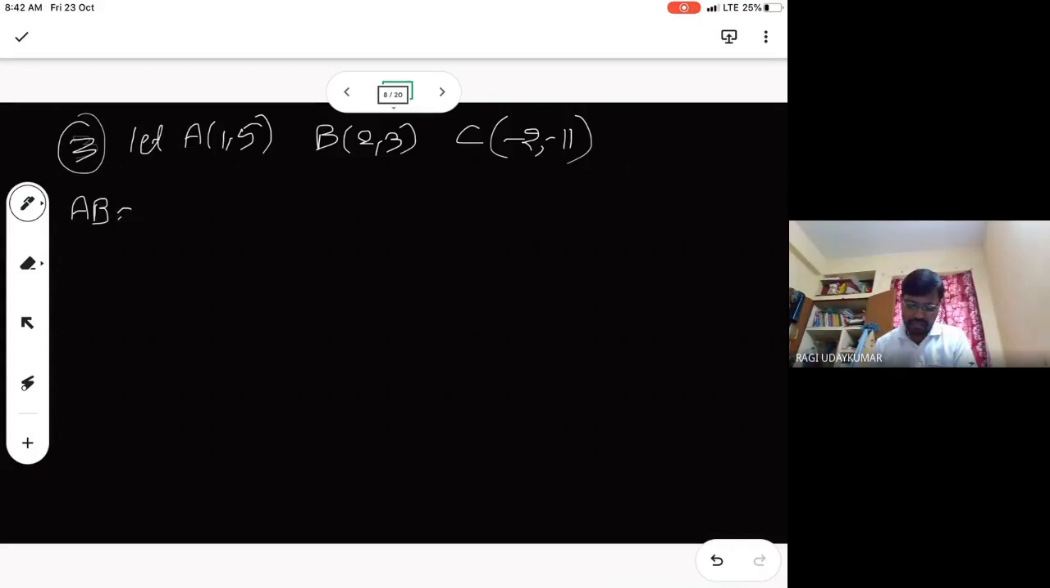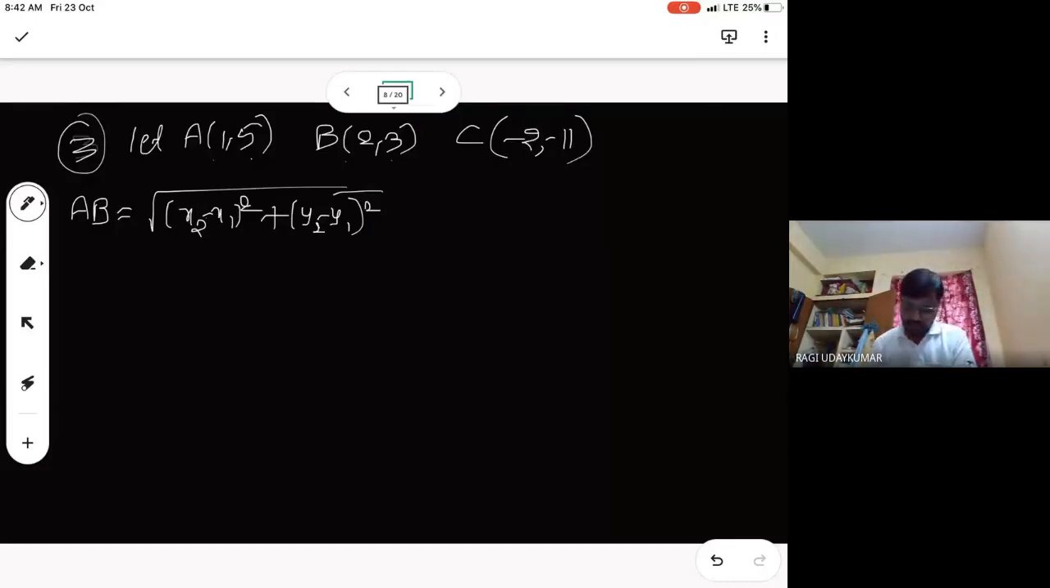AB is equal to the square root of (x2 minus x1) whole square plus (y2 minus y1) whole square. If you get confused, you can write x1, y1, x2, y2 here, but erase it, because next time when we take BC, these will be x1, y1, x2, y2 again. Okay, so that's why.